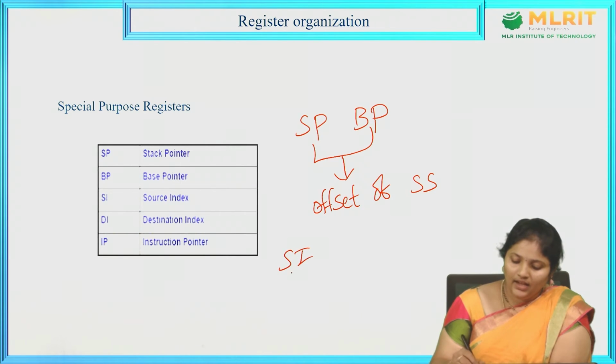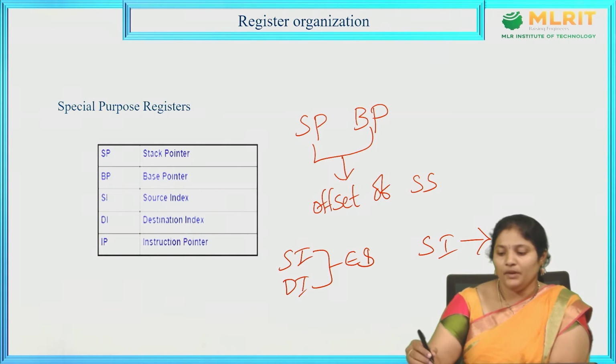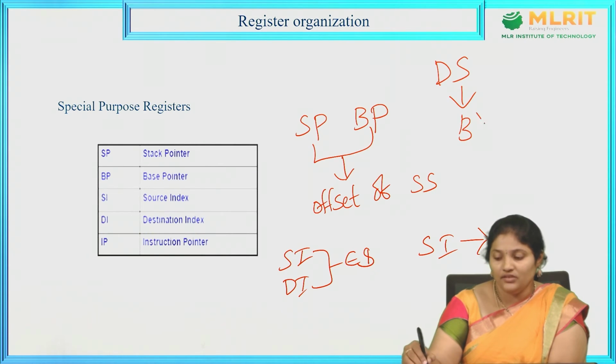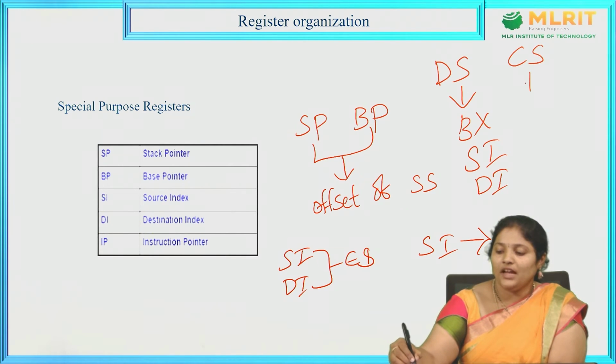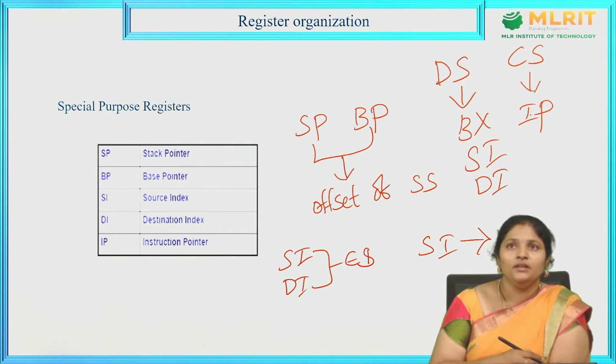SI and DI are used to hold the offset address for the extra segment, and SI is also used to hold the offset for the data segment. For the data segment registers, the offset will be stored by either the BX register, the SI register or the DI register. These registers are used to hold the offset of that particular data segment. And coming to the code segment, IP, the instruction pointer, is used to hold the offset for the code segment.